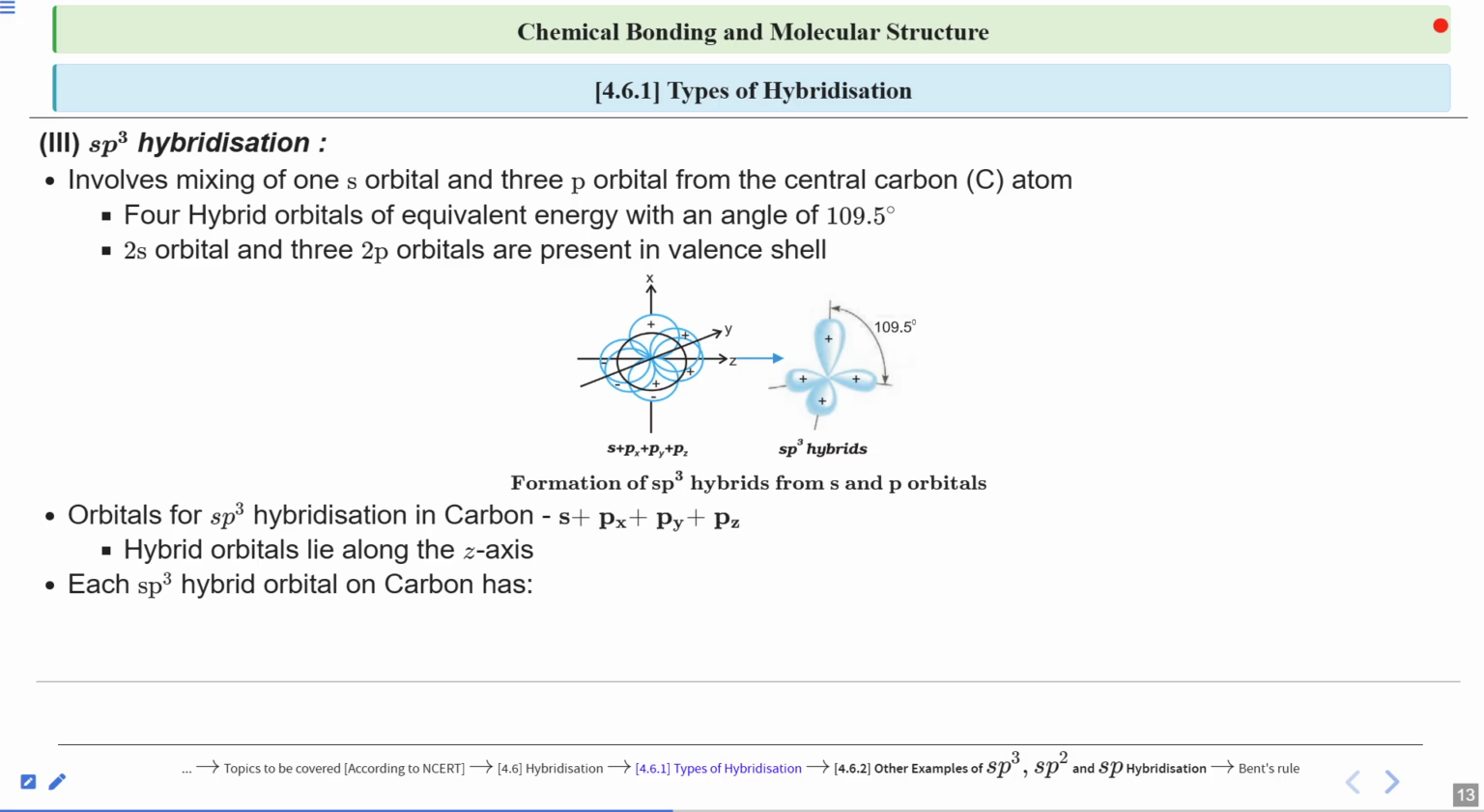Now the question is that each sp3 orbital on carbon has 25% s character. Then what will be the character of p? It's very simple. You have 4 orbitals: 1 s and 3 p. A total of 4 atomic orbitals are there. The total percentage is 100. Divide 100 by 4. Therefore, each s and each p will contribute 25% to the upcoming hybrid orbital. 3 p orbitals are there, so 25 for each p will make it 75% p character and the remaining 25% is s character.